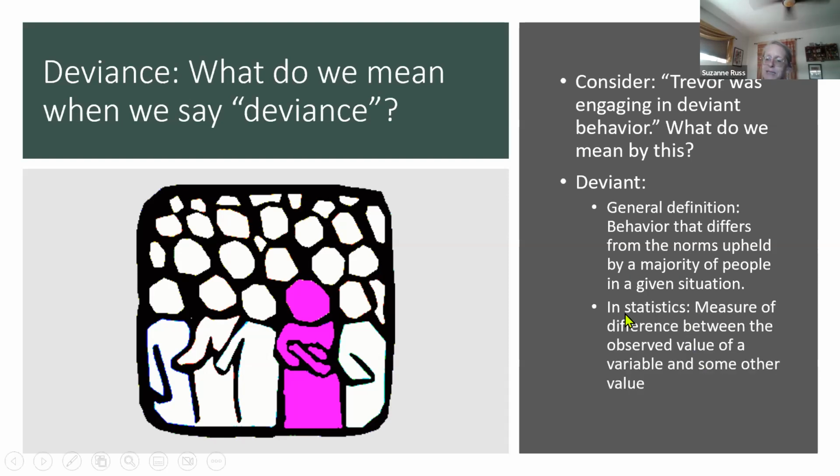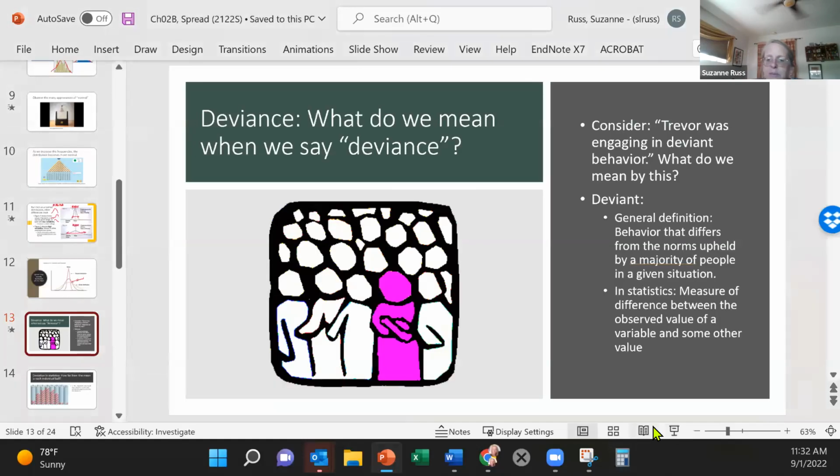So in statistics, we say it's the measure of a difference between the observed value and some other value. That might seem confusing, but note this common word: difference. This is what we're talking about. Difference from a norm. And in statistics, we're also talking about difference from a norm. And what's the norm in the case of a distribution? The norm is the mean.